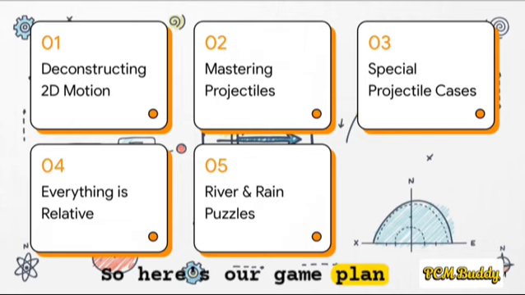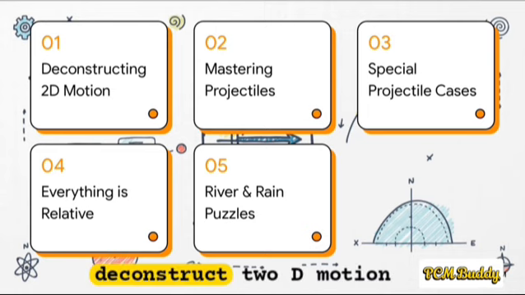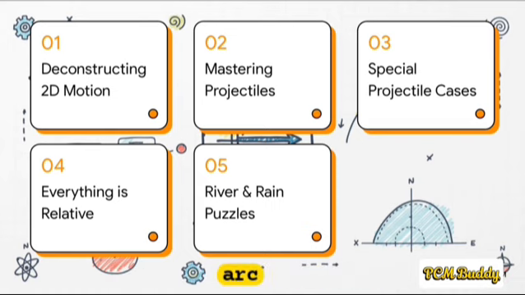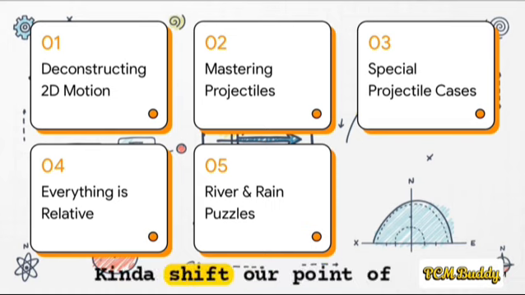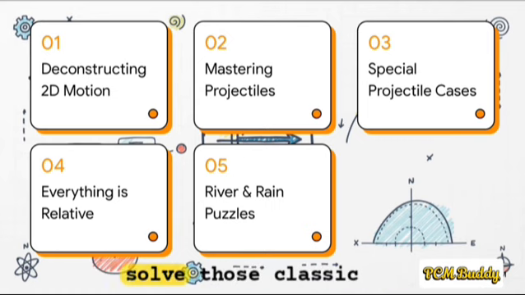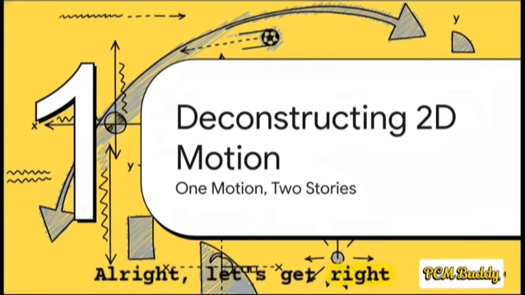So here's our game plan. First up, we're going to deconstruct 2D motion into those 2 simple parts. Then, we'll use that to master the classic projectile arc. After that, we'll look at some really tricky special cases, kind of shift our point of view with relative motion, and then finally, we'll put it all together to solve those classic physics puzzles with rivers and rain. Sound good? All right, let's get right into it.